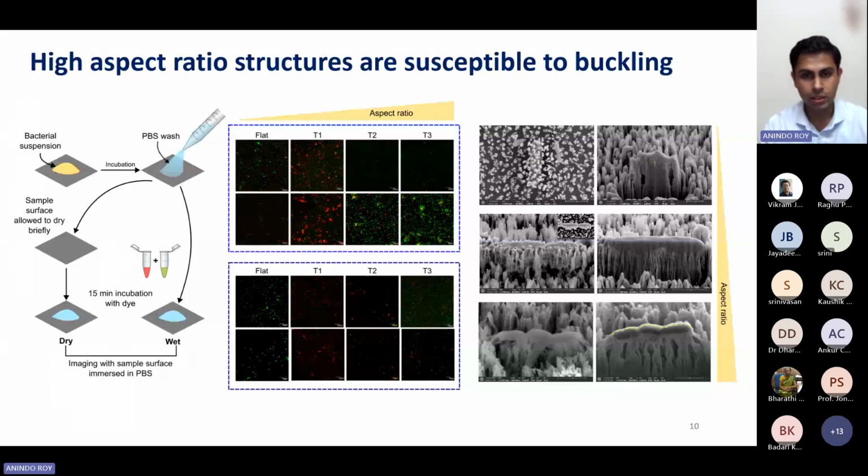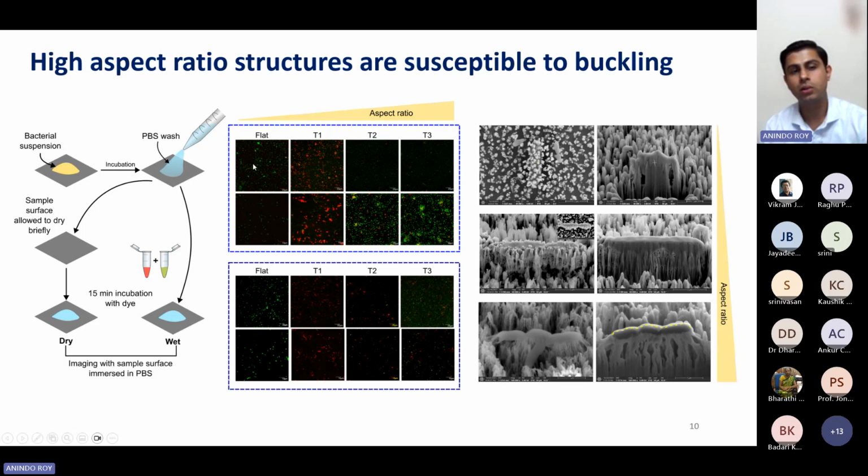So with these things in mind, we designed our own study. What we did was we fabricated higher and higher aspect ratio nanostructures on titanium using reactive ion etching, similar to the structures you saw in a previous slide.